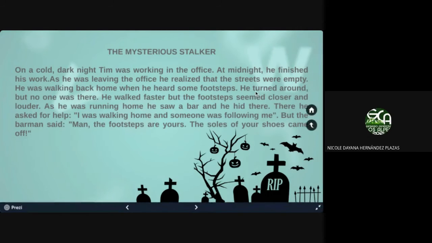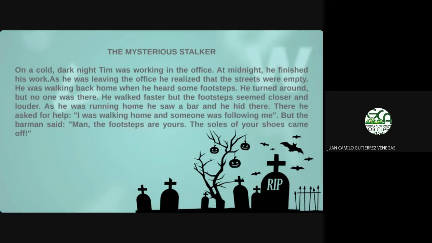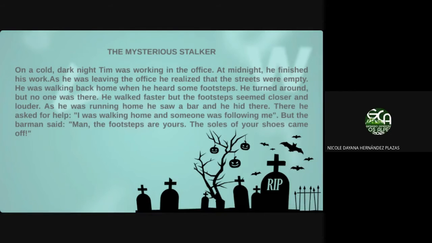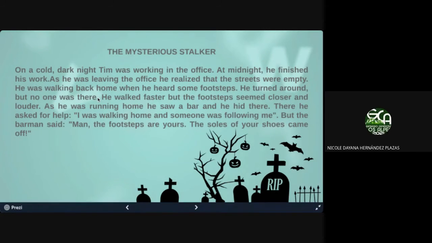Let's continue. He turned around, but no one was there. Simple or continuous? Who can tell me? Simple. So it is just an action that happened. There is no interruption. There is not continuity in time. It is nothing like he was turning around and turning around a lot of times. No, it is just one action in the past. It is over.